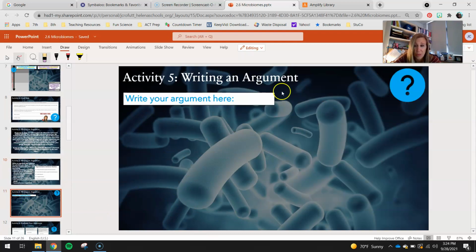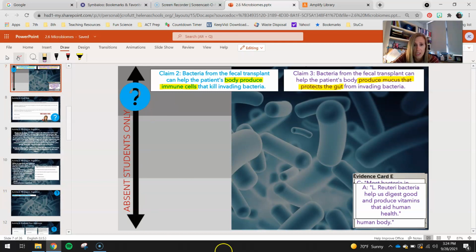Once you've written your argument, remember it should be about 5 to 8 sentences. The very first sentence should be, what is your claim? Restate your claim. That's a freebie sentence. Then you're going to use evidence from your card sort. So I decided on claim 2, and I'm going to restate my claim: bacteria from the fecal transplant can help the patient's body produce immune cells that kill invading bacteria. I'm going to use some of my best pieces of evidence here to support that claim.